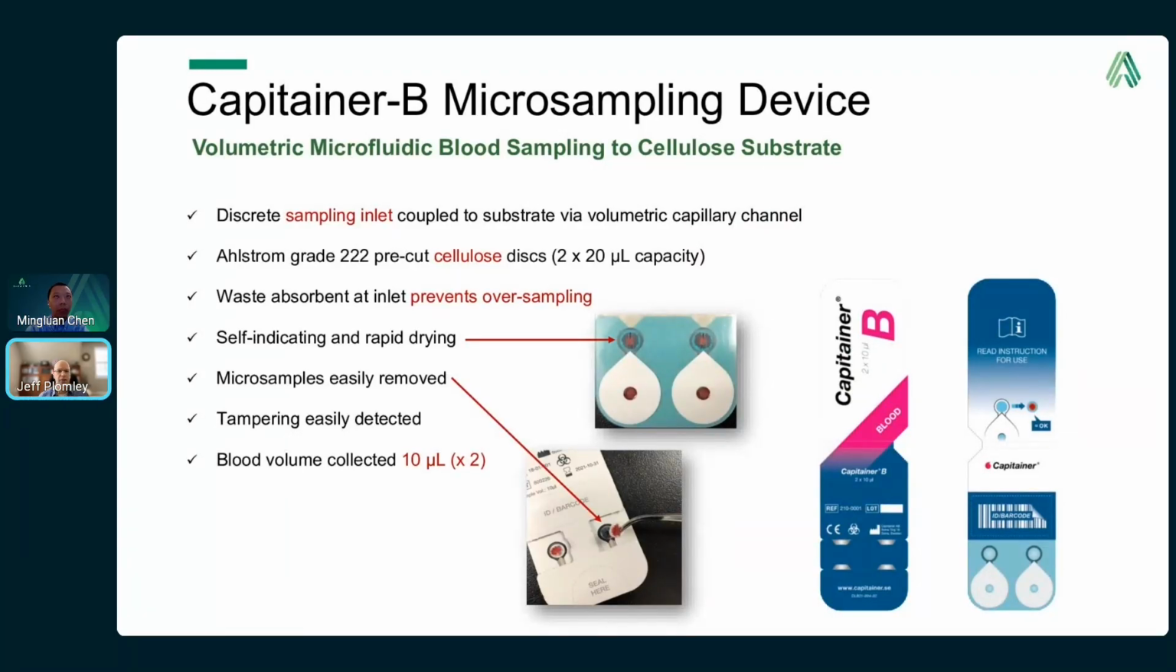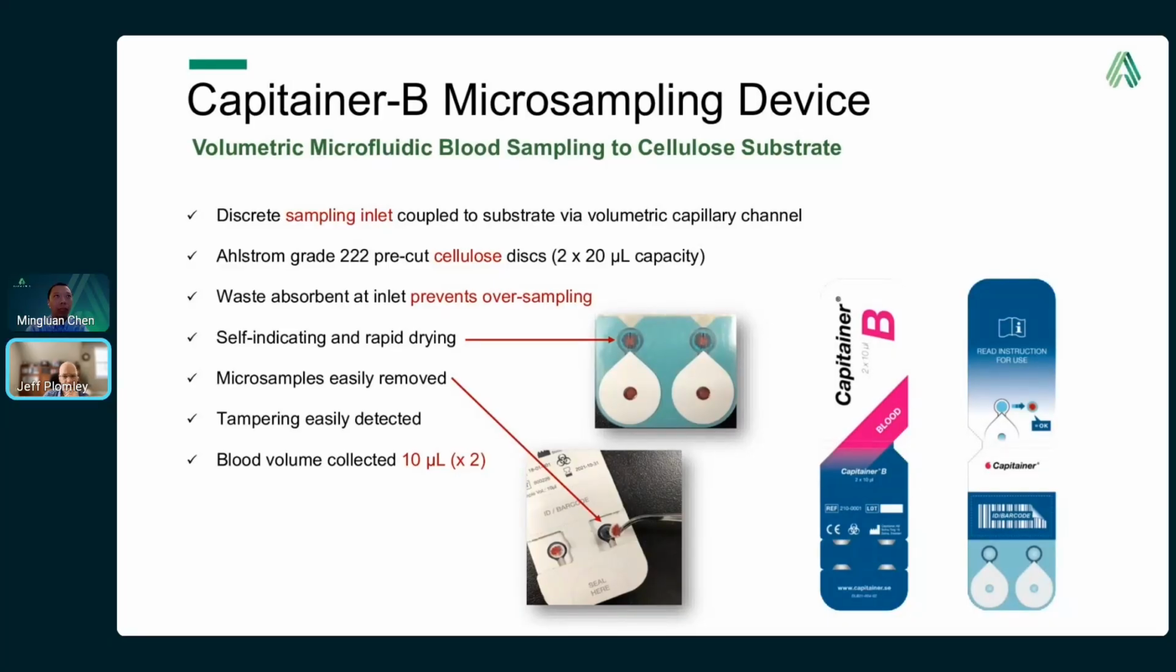Okay, next I just want to delve a little bit more into the Capitainer B device, since this will set the stage for the anti-tuberculosis drug and ASO applications to follow. And it will aid in visualizing how some of the experiments were conducted. So its architecture incorporates an extremely accurate and precise microfluidic channel for the volumetric deposition of 10 microliters of blood, as previously mentioned, onto Ahlstrom 222 discs, which are pre-cut, and they have a capacity of 20 microliters total.